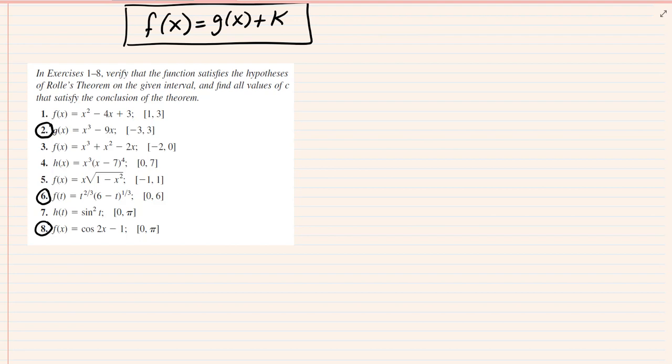Okay, so first, does it satisfy number 2? Let me write number 2. In number 2 we have g of x is equal to x cubed minus 9x, and the interval goes from -3 to 3. Whatever the graph of the function is, if you want you can graph it, but I'm not going to, not at this point anyway.